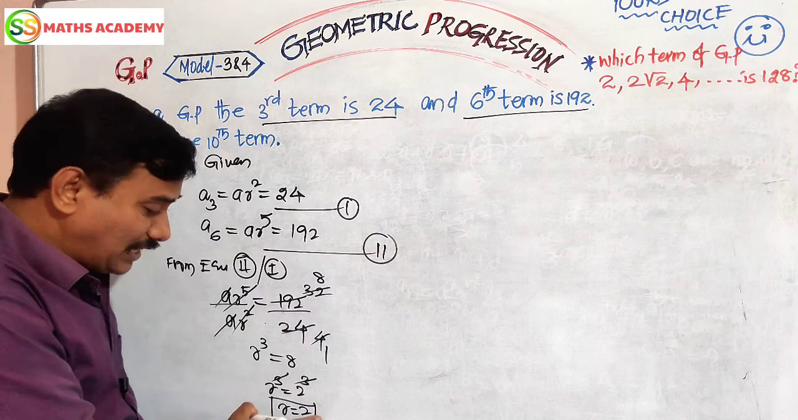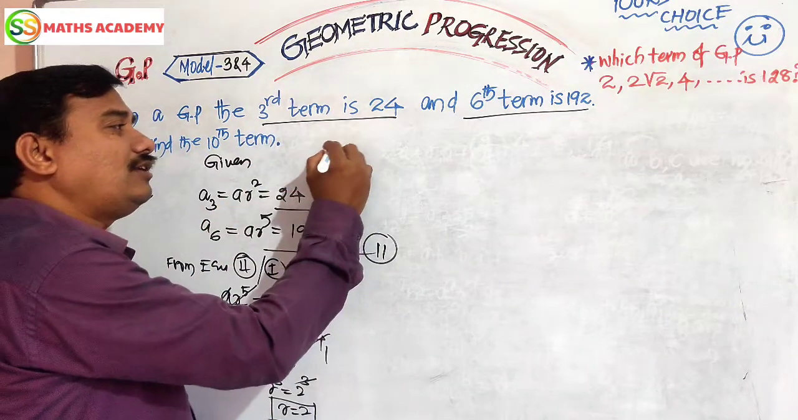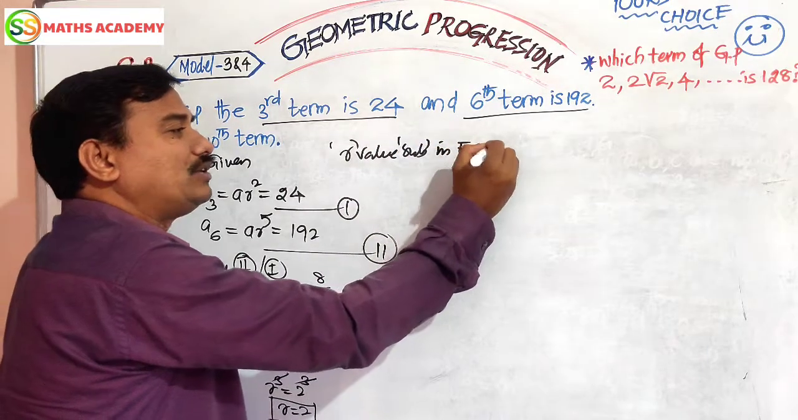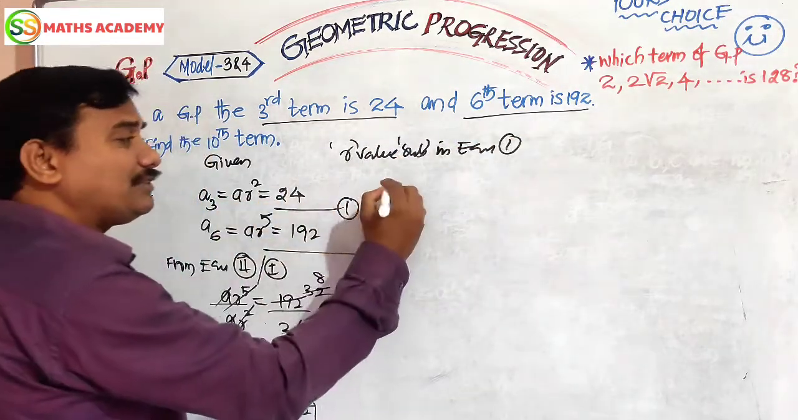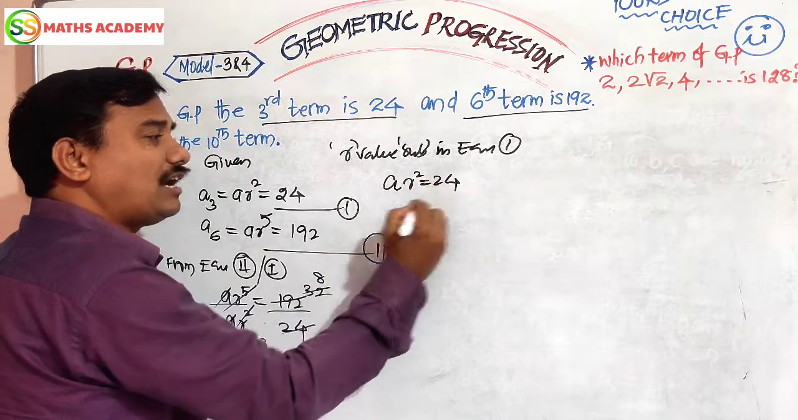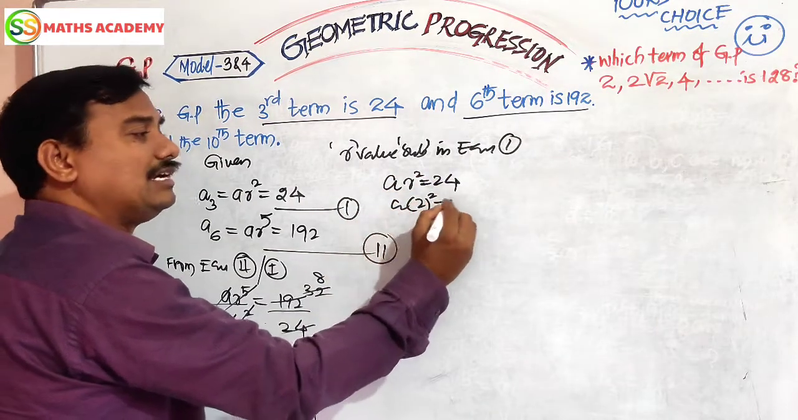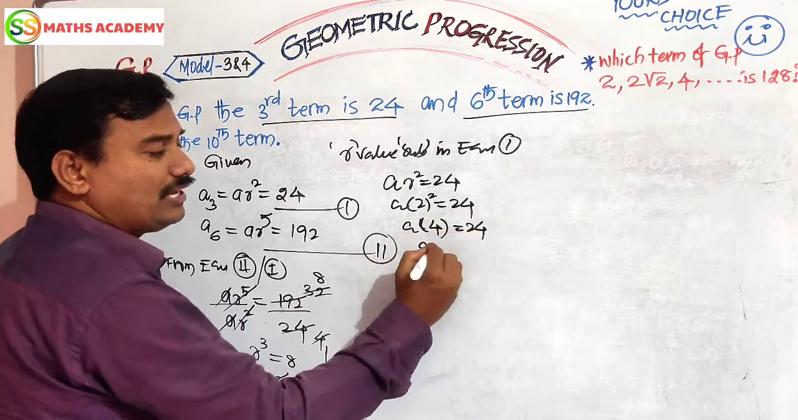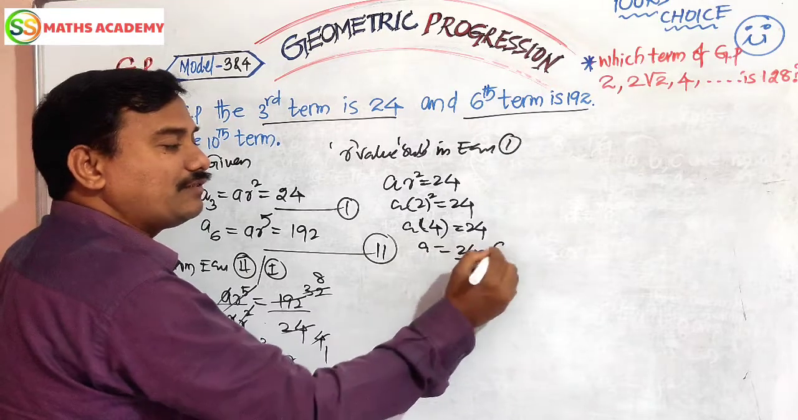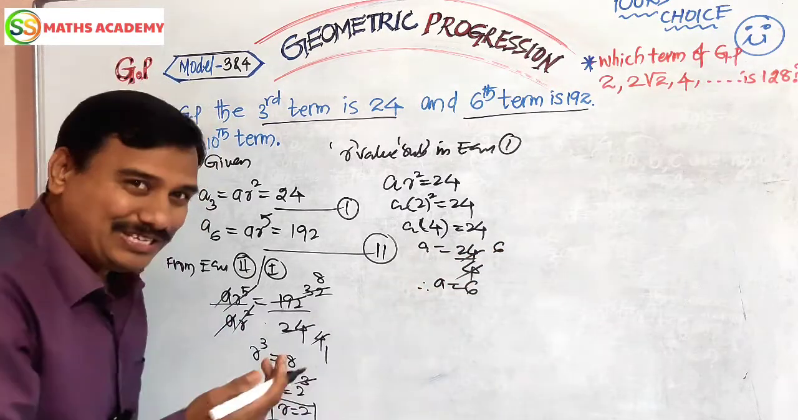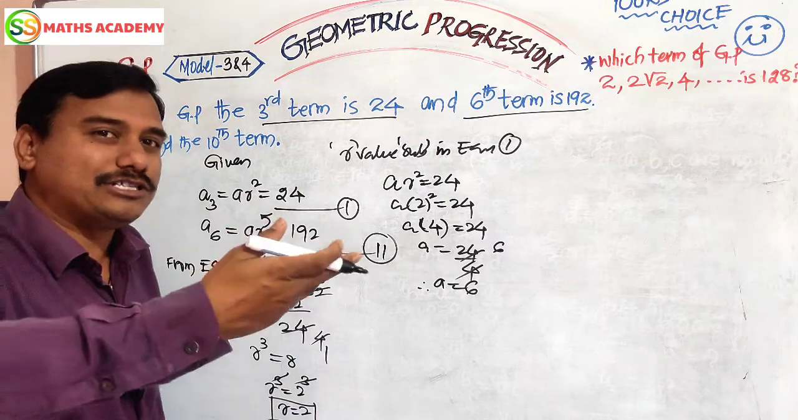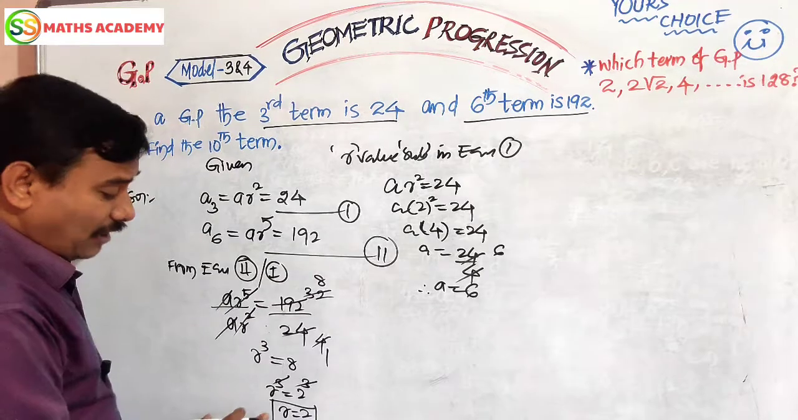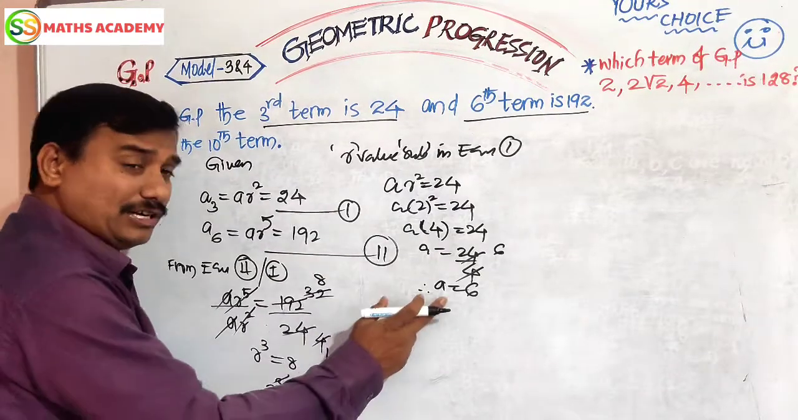Then what shall I do now? Yes, substitute this value. The r value we substitute in equation number 1, then we get the a value. Equation 1: ar square equals 24. The r value is 2, so 2 square, that is 4, equals 24. a equals 24 by 4, 4 6s are 24. a equals 6. You write like this. Because practice, practice, practice, practice makes maths perfect.